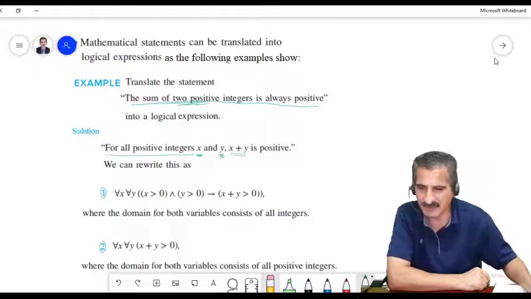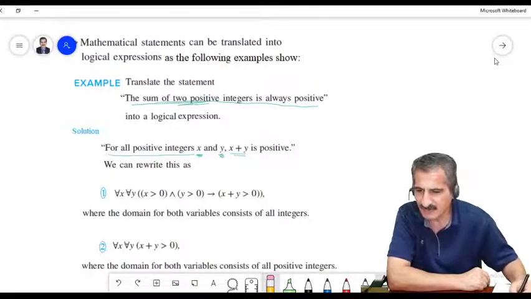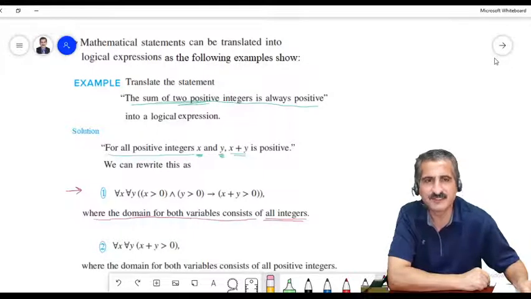Now we will express this in two ways. First, this way here, number one, is where we consider the domain to be all integers, positive and negative.